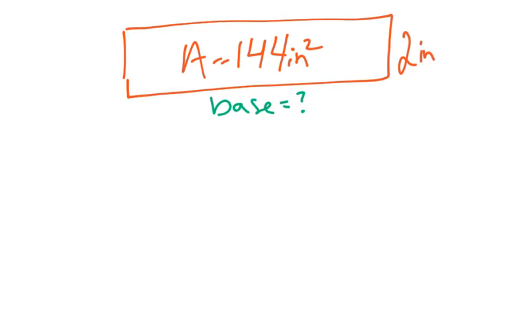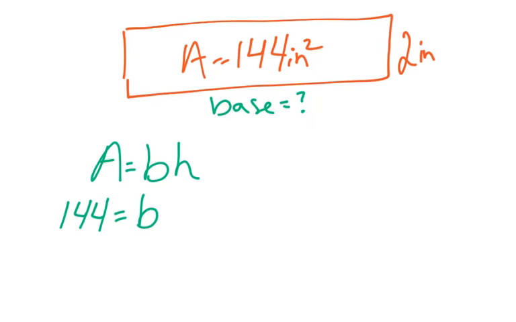So, first step, like it is in every single area or volume problem, is write out your formula. This is a rectangle. Area equals base times height. Second step, you plug in the numbers that you know. I know that my area is 144 inches squared, so I'm going to replace that A with 144. I don't know what my base is, but I do know that it gets multiplied by my height of 2, and it'll give me my answer. Then I can use algebra to solve.